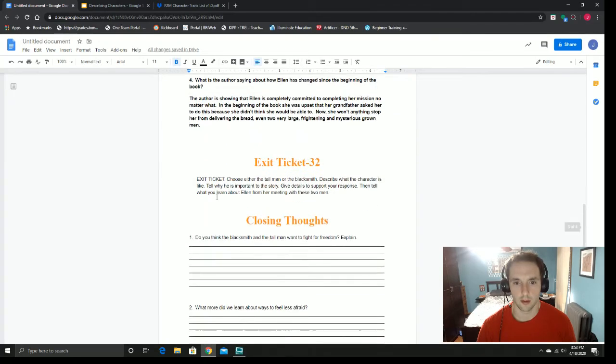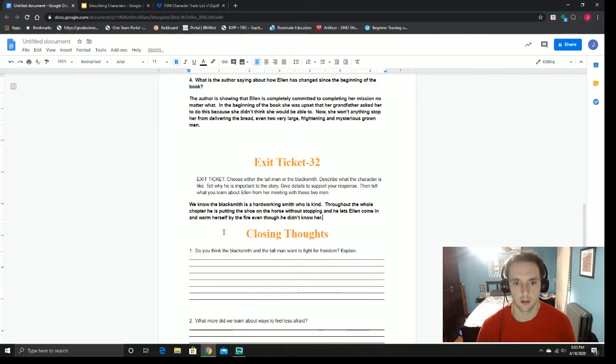So we're describing the blacksmith. We're describing what he's like. Throughout the whole chapter, he's putting the shoe on the horse without stopping. "Let's let him come in and warm himself up." Great. Why is he important to the story? Again, this goes right into Ellen being completely committed.